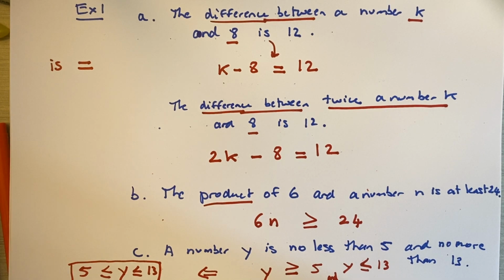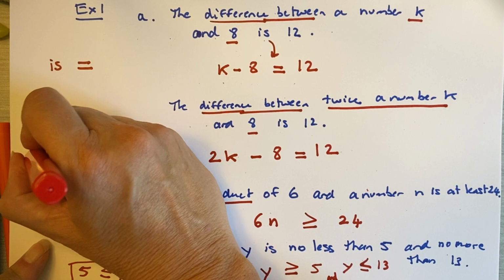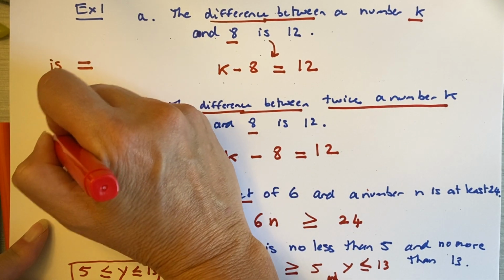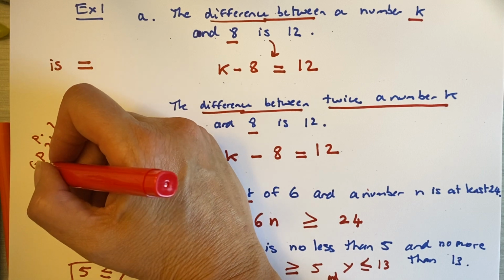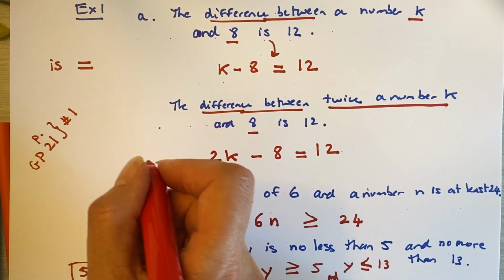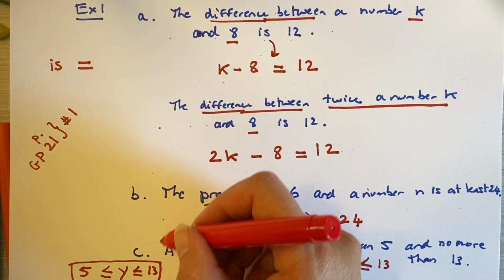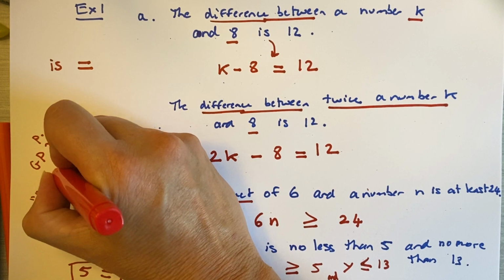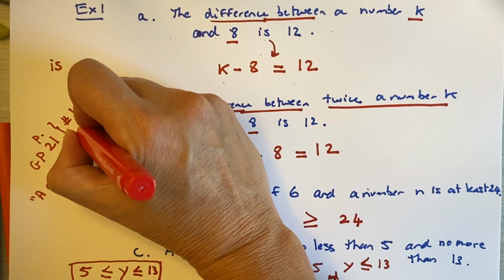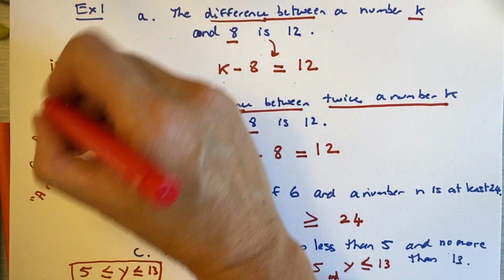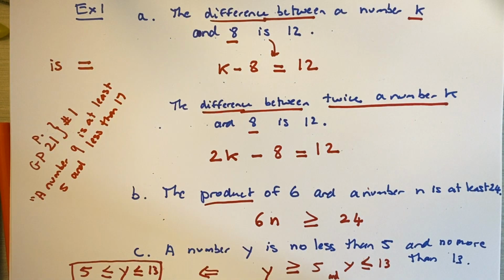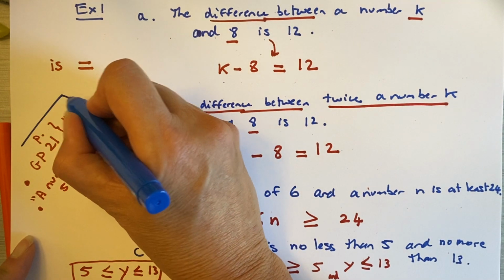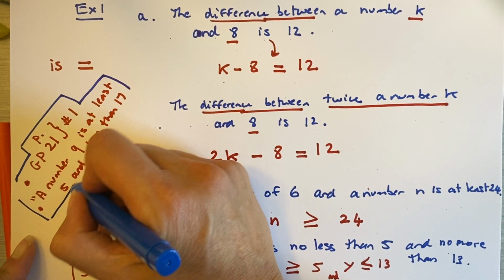I'm going to stop and ask you to do guided practice, page 21, number 1. And then I'm going to give you another one like C to try out. A number Q is at least 5 and less than 17. So I'm going to give you these two: number 1 on page 21, and this little extra problem. Do that before you do the second video that I'm about to start.